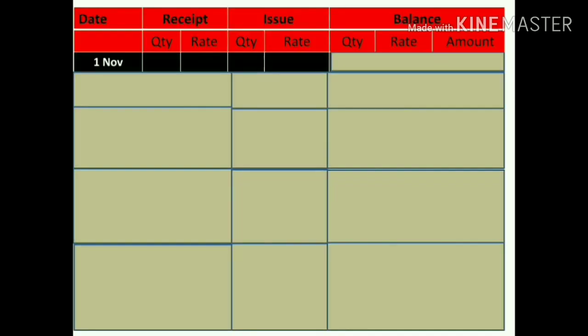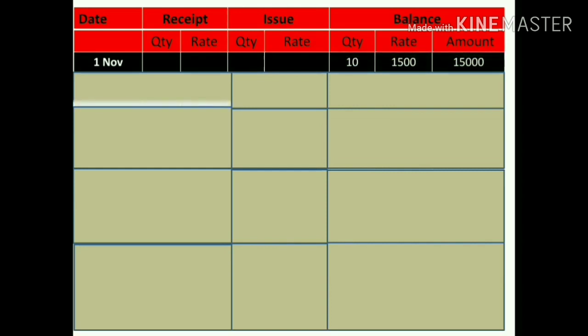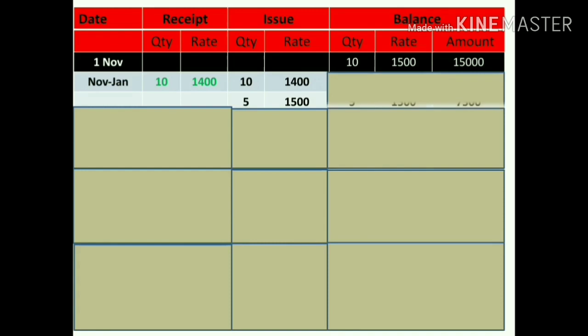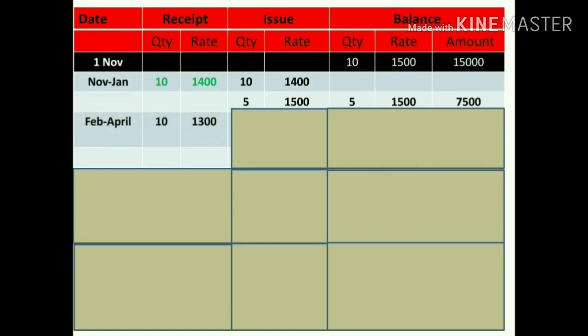Then you can see the difference in LIFO. Opening balance, no difference. See here, they want the same 15 units, but what will they do? First, they will take from the latest purchase, last in, first out. Here in the first quarter, lastly came 10 units. Those 10 units they issued first. Then the rest they take. This 5 is taken out of the 10.